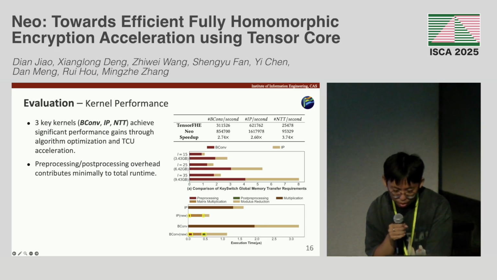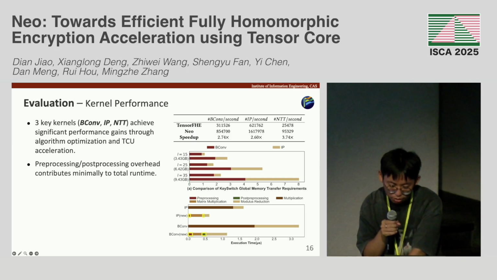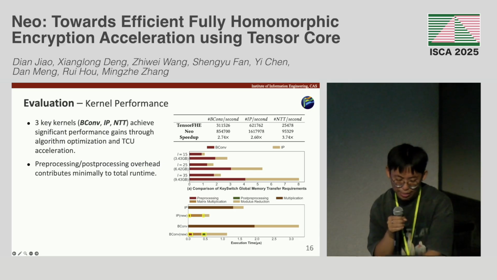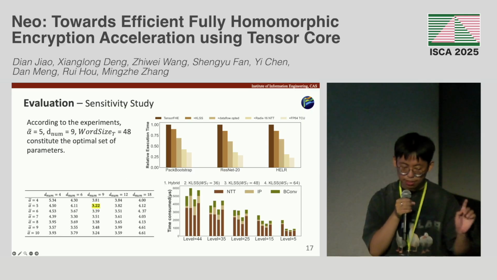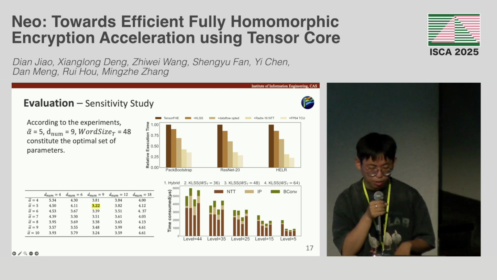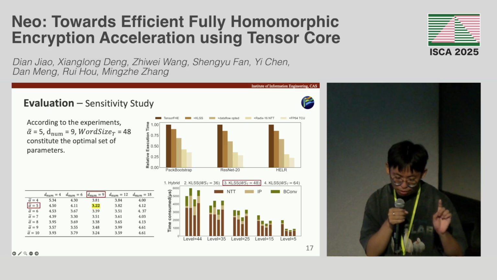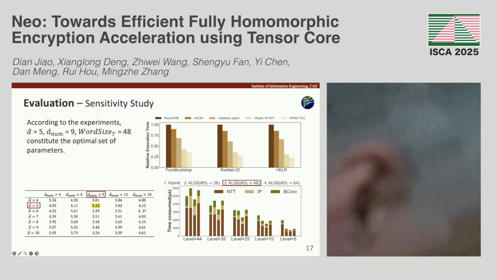For NTT, the optimizations include applying a radix 16 NTT to further decompose the computation and reduce the total matrix multiplication workload. By shifting the computation from int-add components to FP64 components, the throughput of NTT is increased by 3.7 times. Through a sensitivity study, we identified the optimal parameters for the KRS method. We found that setting alpha to 5, denominator 9, and word size to 48 maximizes key switch performance.